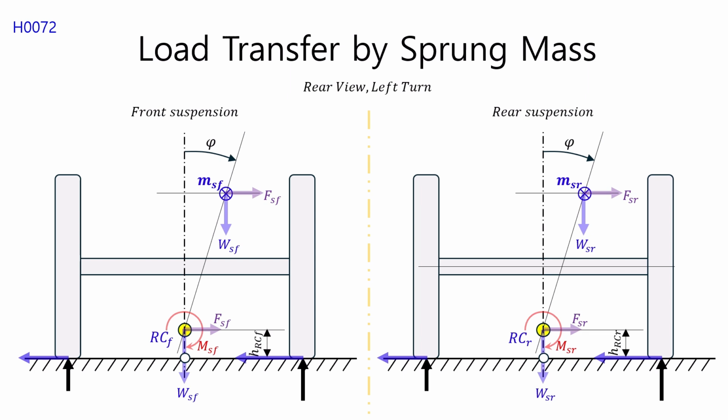Let's look into the 4 types of lateral load transfers with respect to the sprung mass. Unlike the unsprung mass explained above, in order to calculate the load transfer of the sprung mass, you need to know the roll center and roll angle of the entire vehicle, the roll centers for the front suspension and the rear suspension, and the front sprung mass and rear sprung mass supported by the front suspension and the rear suspension, respectively. Both the left and right figures show the rear view when turning left.